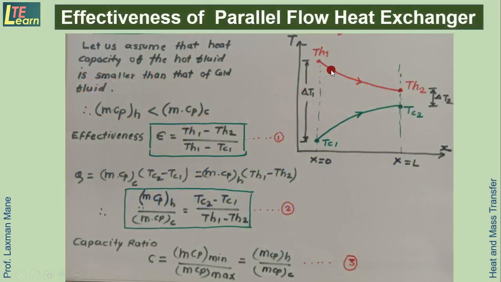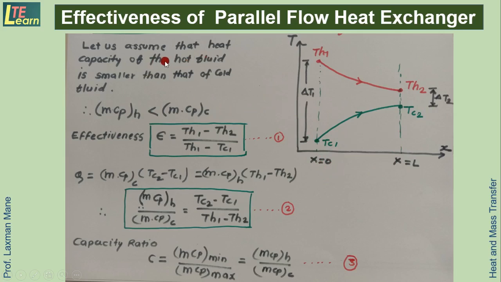So here is the diagram for parallel flow. This is a hot fluid line and this is a cold fluid line moving in the same direction. TH1 and TC1 are the hot fluid and cold fluid temperatures at inlet. Similarly, TH2 and TC2 are the hot and cold fluid temperatures at outlet. Delta T1 is the temperature difference at inlet and delta T2 is the temperature difference at outlet. Length of heat exchanger is capital L.